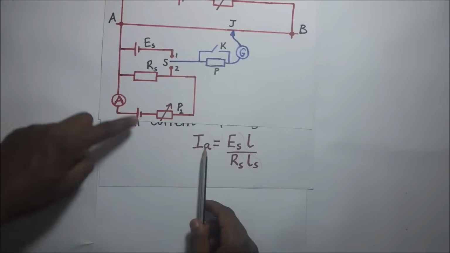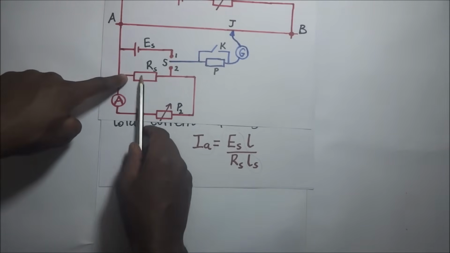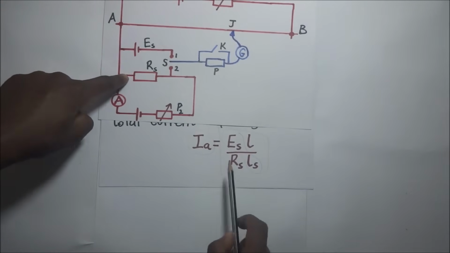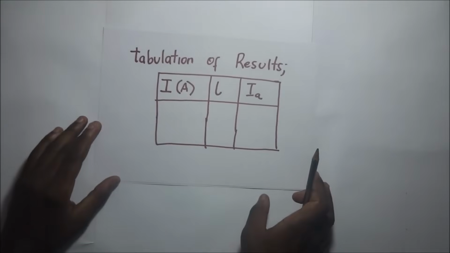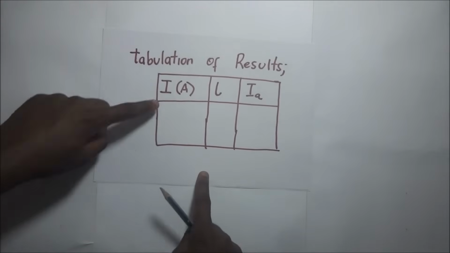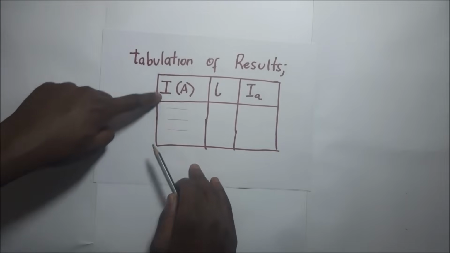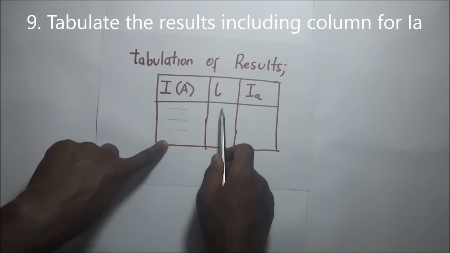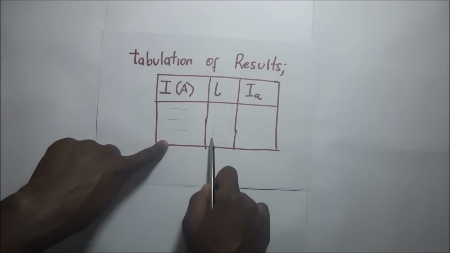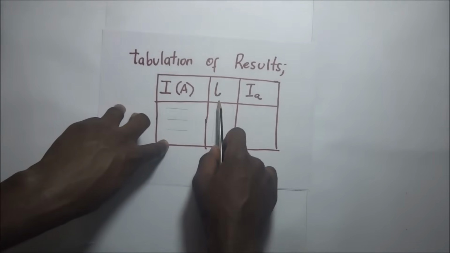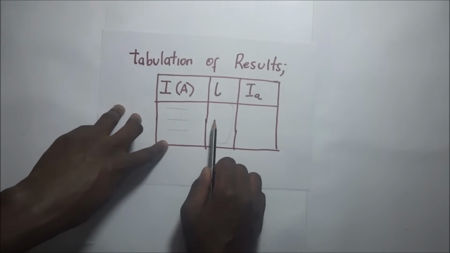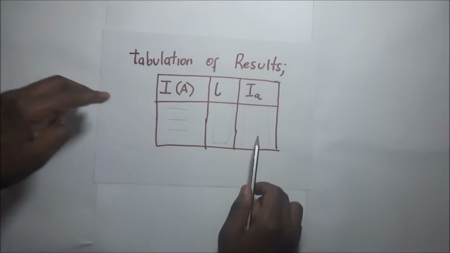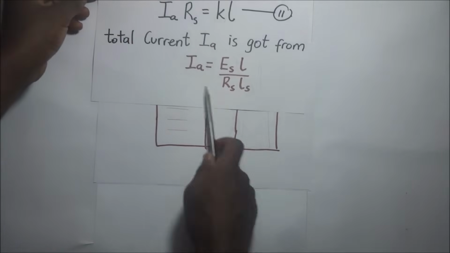Then we carry out the experiment and we're able to get the amount of current that is actually going through the standard resistance. Using this expression, we tabulate our results. By tabulating our results, I mean that we are repeating the experiment with different readings on the ammeter. We record the corresponding balance lengths, and after recording them, we are able to get the actual current that is going through the standard resistor using this expression right here.